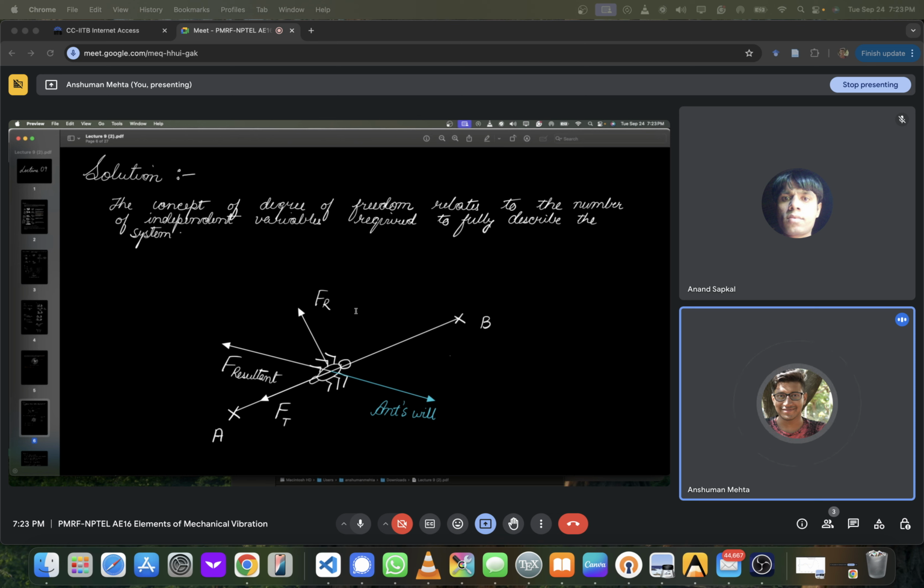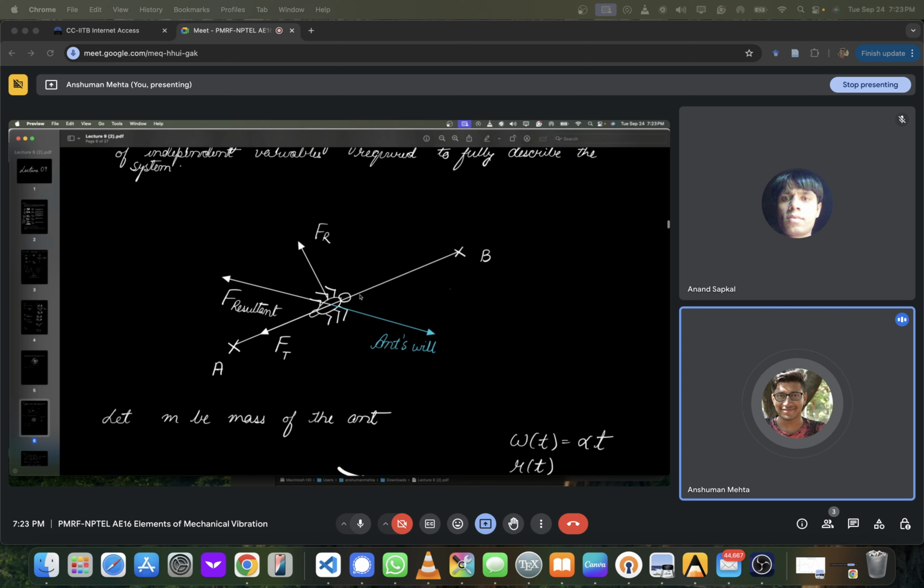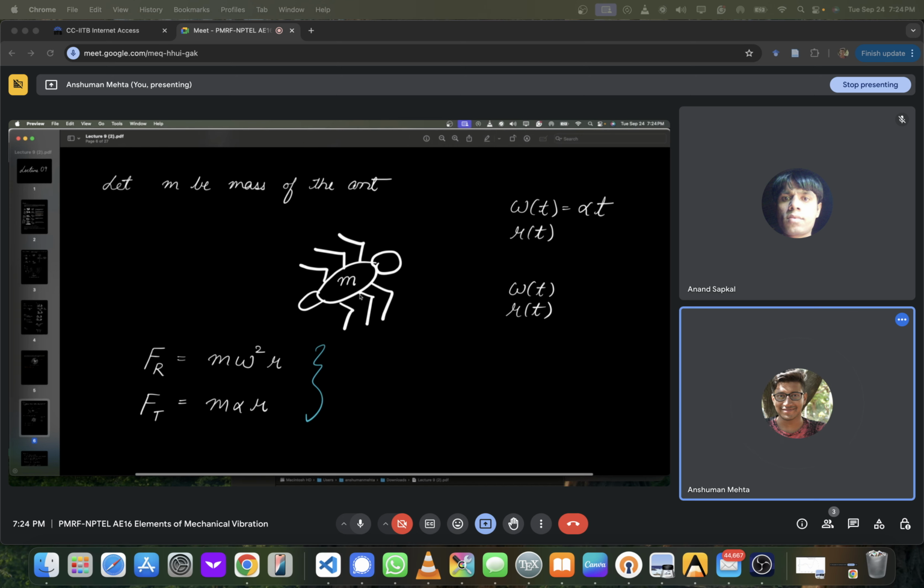Okay, so the answer is it all depends on the ant's will. Because you have seen when ants are walking on, let's say, some plate or something, and you shoo them off, they are not moving a bit, they will just hold on to the plate. Do you remember those times? So actually this is also something like that.